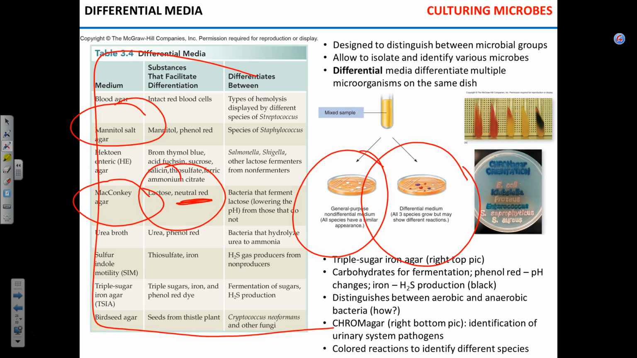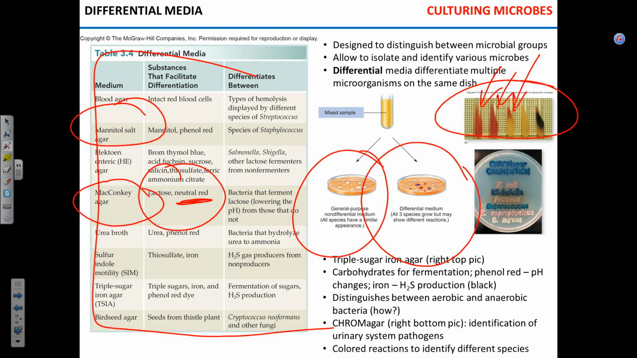That's an example of differential medium. Again, you don't have to know the list, but you really have to know the concept. A couple more examples: triple sugar iron agar. It contains three different types of carbohydrates and iron. This is your uninoculated one, right? This one is inoculated with a microbe that does not use any of the sugars in the process of fermentation, so it just grows there.